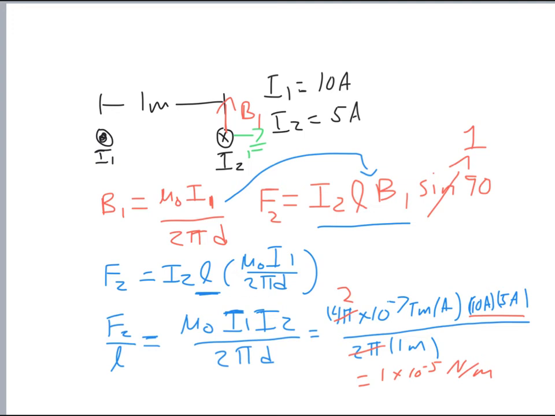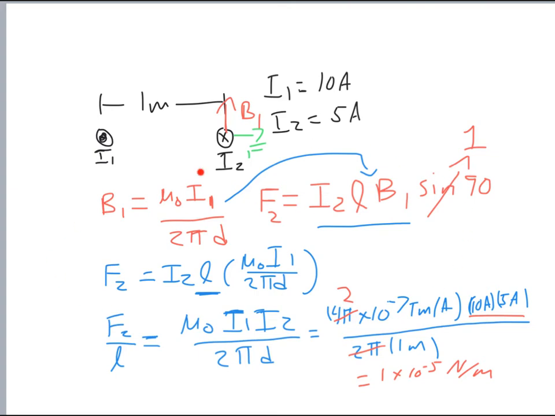Once we get the force on one wire, we can simply say Newton's third law. For every force, there's an equal and opposite reaction force. So if I1 is pushing on I2 with this force in that direction, I2 must push on I1 with an equal and opposite force. Now, I would encourage you as practice to make sure that you try this.